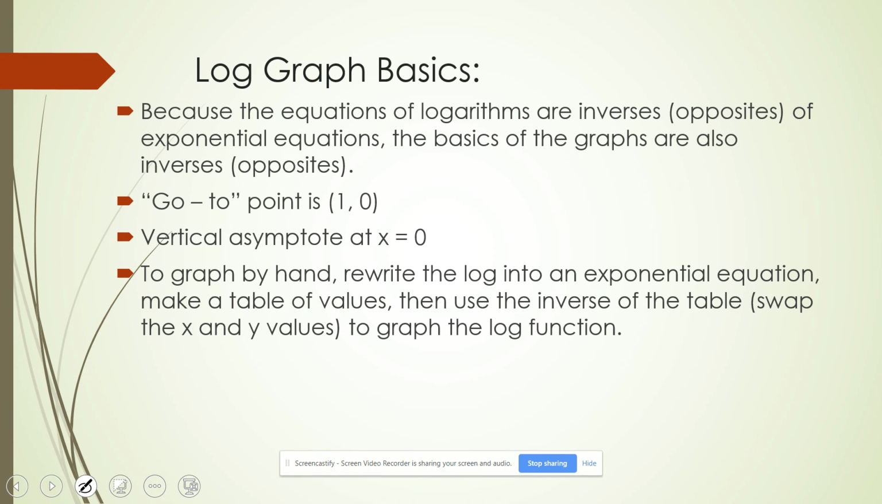Because they are exactly opposites, our go-to point, instead of being 0, 1, is 1, 0. Instead of having a horizontal asymptote at y equals 0, we have a vertical asymptote at x equals 0.